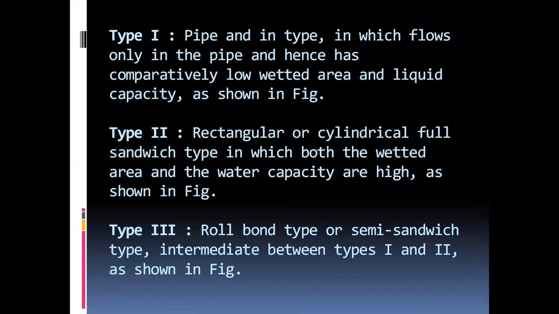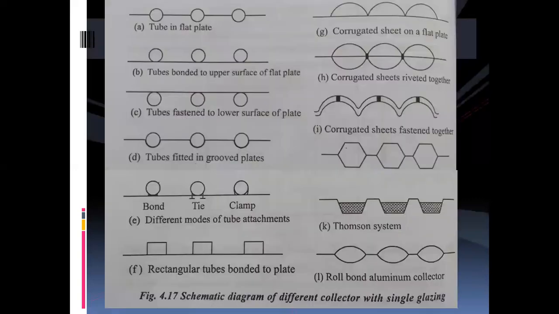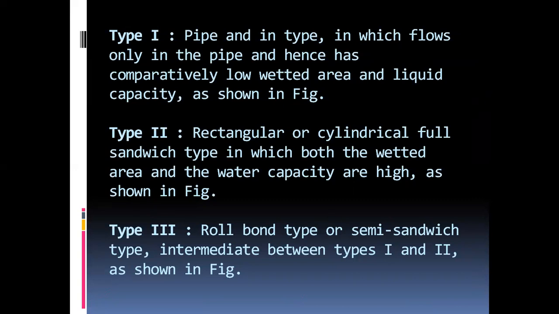Okay. Now, the three types of the division: type 1 is pipe and fin type, in which the fluid flows only in the pipe, and hence has comparatively low wetted area and liquid capacity, as shown in the figure. As you can see in this figure, it has comparatively low wetted area and liquid capacity.